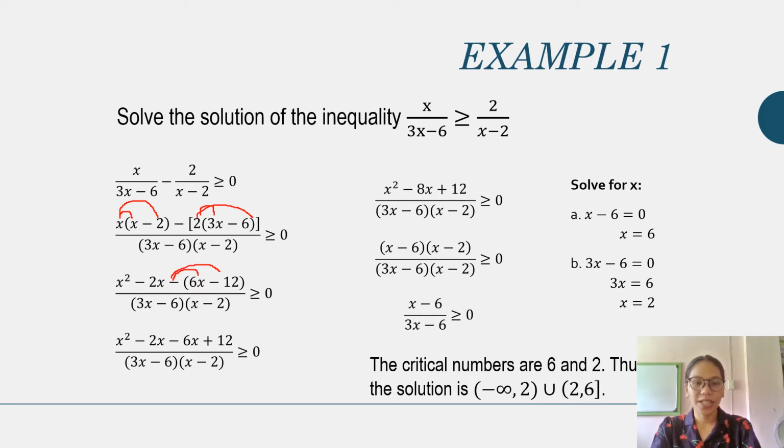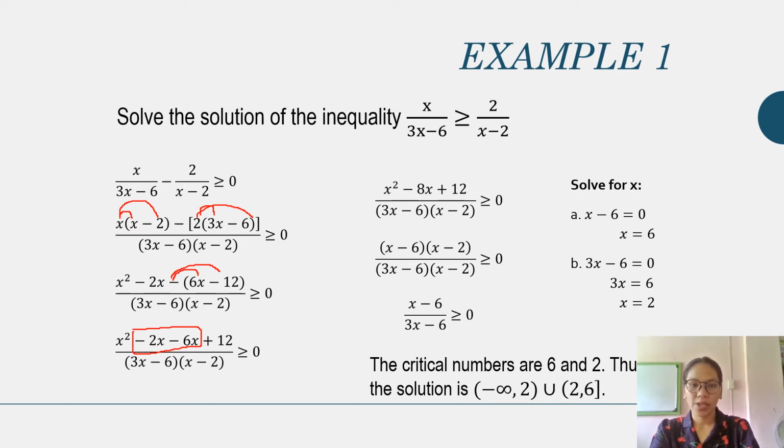Then copy our denominator greater than or equal to 0. After that, we're going to combine like terms. So, combine like terms natin. So, we have x squared, copy yung x squared, negative 2x. So, ito yung negative 2x minus 6x, that is equal to negative 8x, plus copy yung 12.